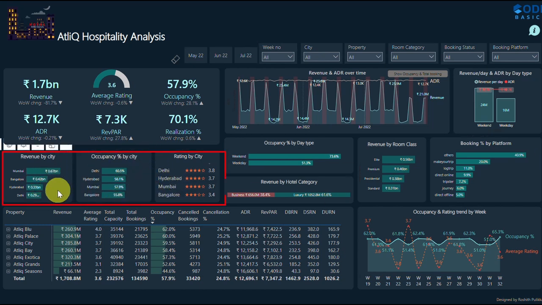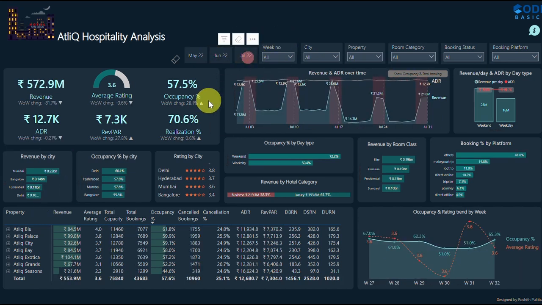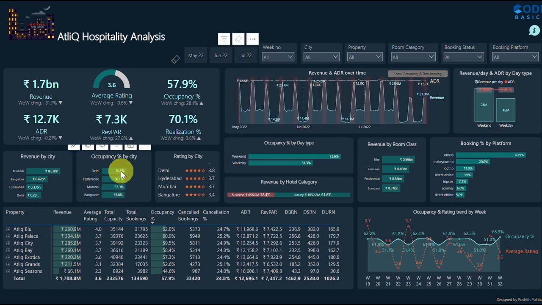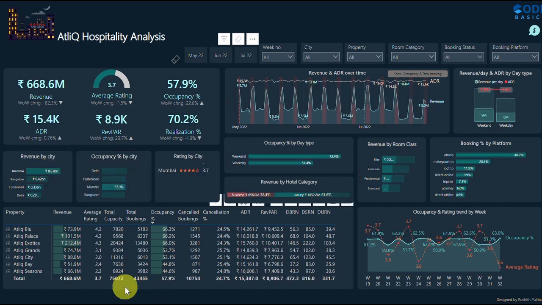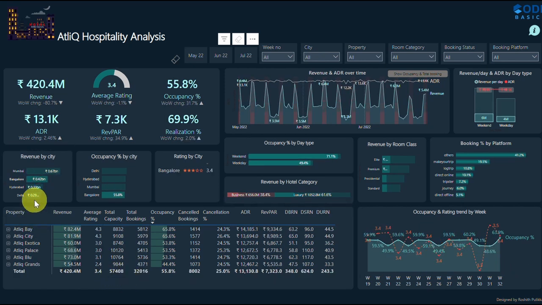Now, let's look at the city-wise analysis here. Mumbai consistently generates the highest revenue while Delhi consistently shows the lowest across all 3 months. Despite having the lowest revenue, Delhi records the highest occupancy rate. To understand why Delhi's high occupancy is not translating to higher revenue, the detailed table below provides a level 2 analysis. Examining this table, we see that Delhi also has the lowest room capacity.